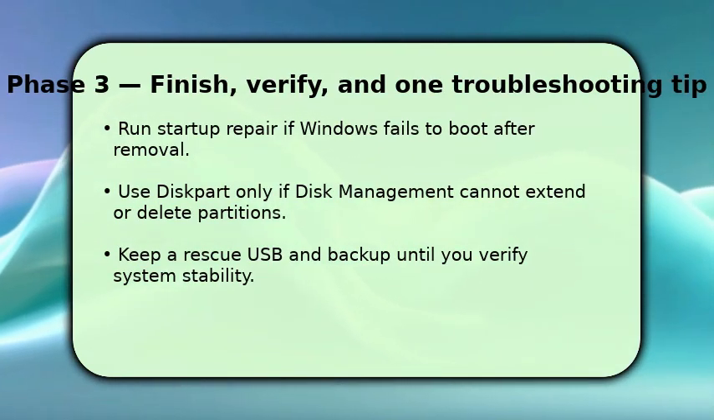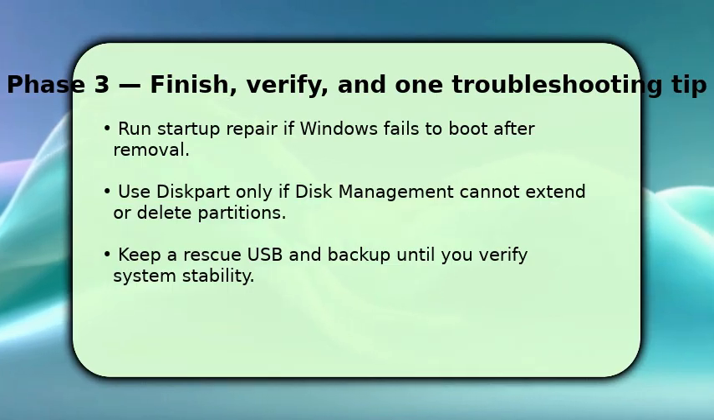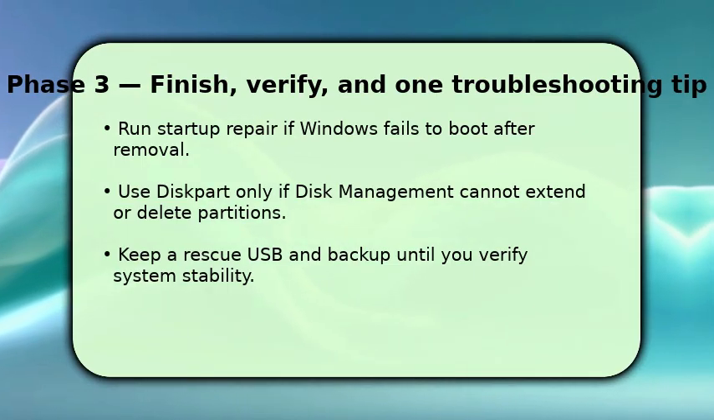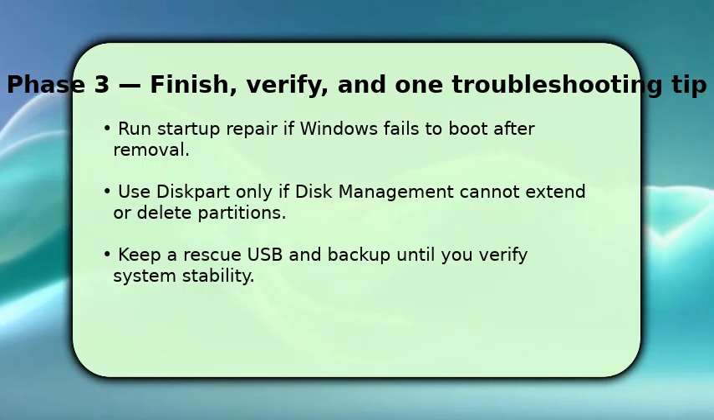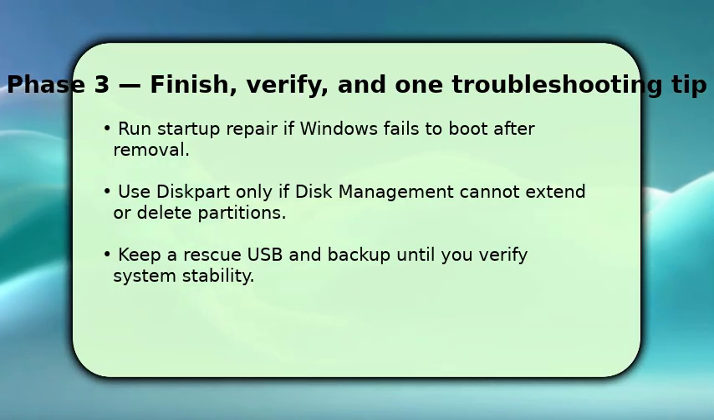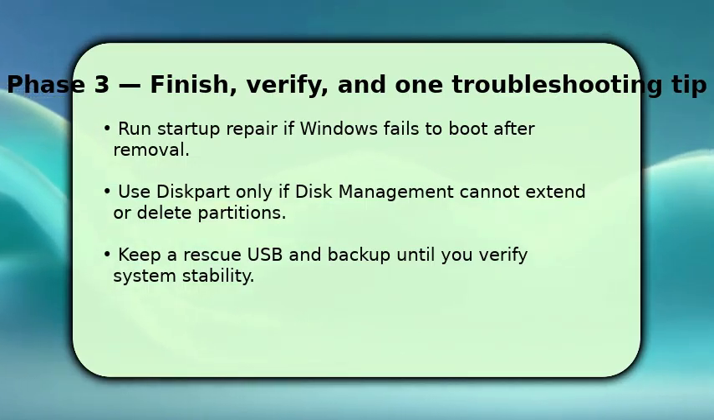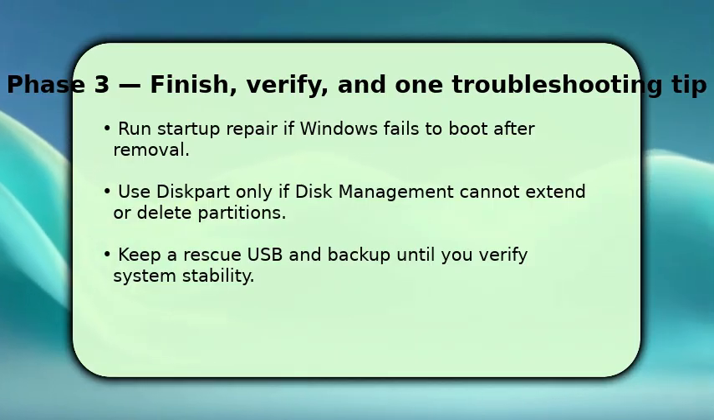If startup fails, boot a Windows Recovery USB and run Startup Repair, or use the command prompt to run bootrec /fixmbr and bootrec /fixboot. Make sure to rebuild the BCD if necessary with bcdboot C:\Windows. If Disk Management won't modify partitions, use diskpart carefully. List disk, select partition, then delete.